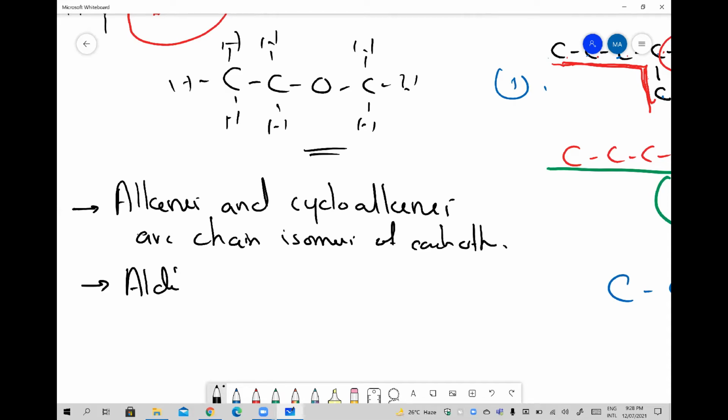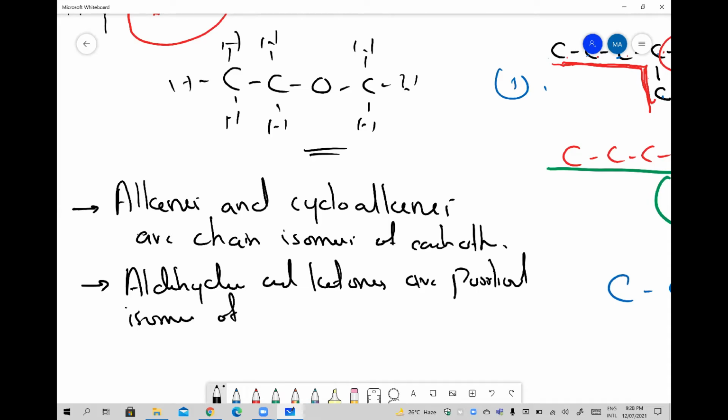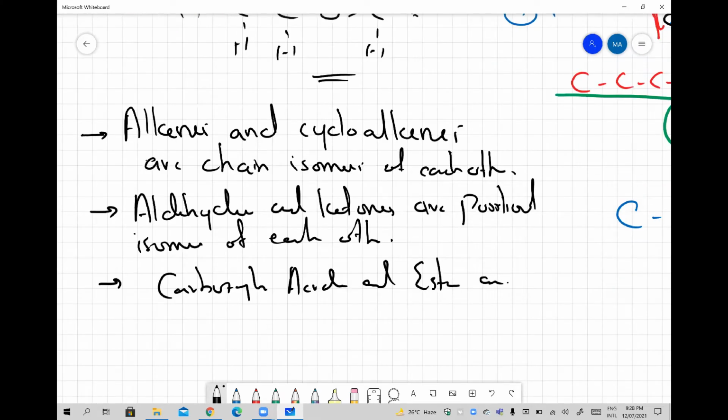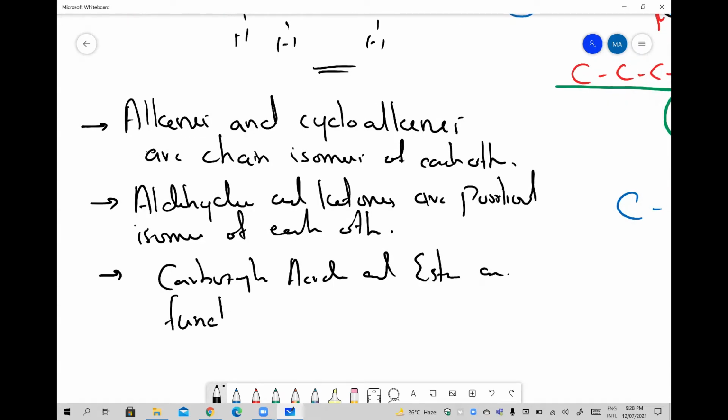All these aldehydes and ketones are positional isomers. Carboxylic acids and esters are functional group isomers.